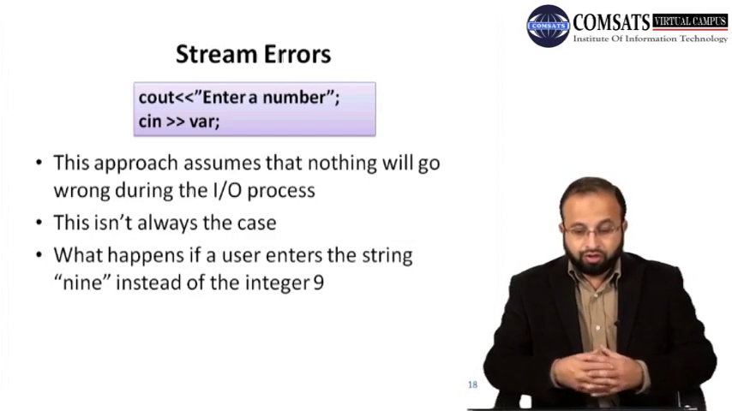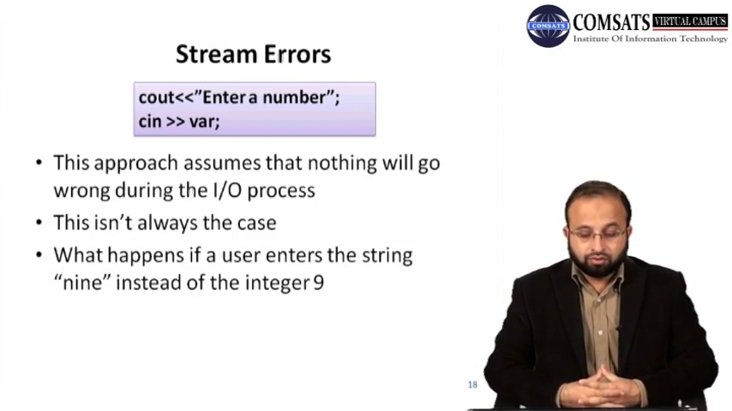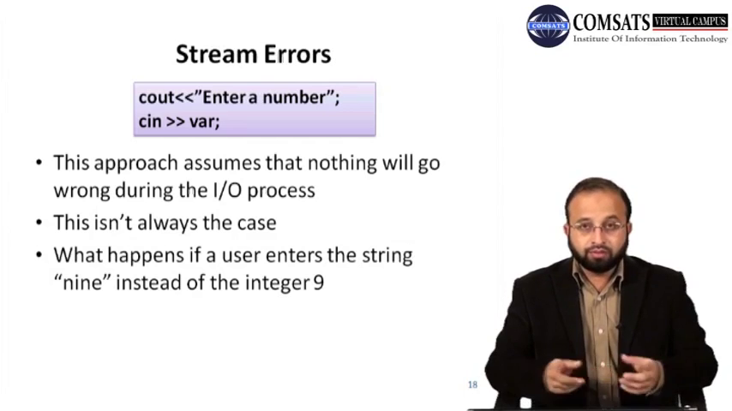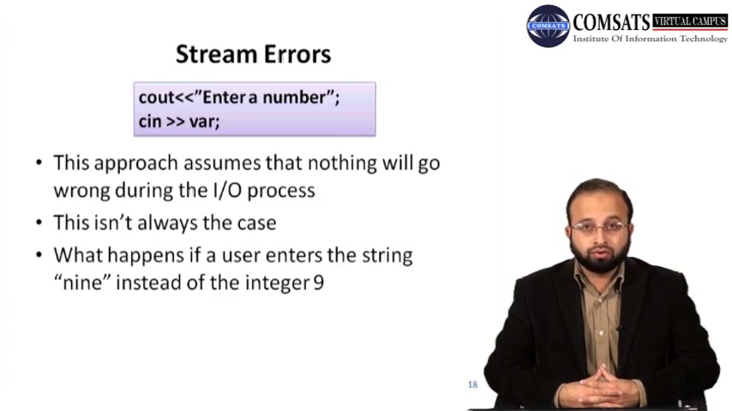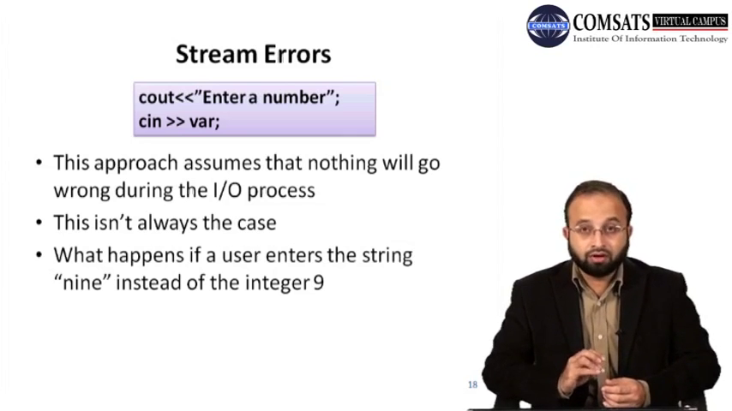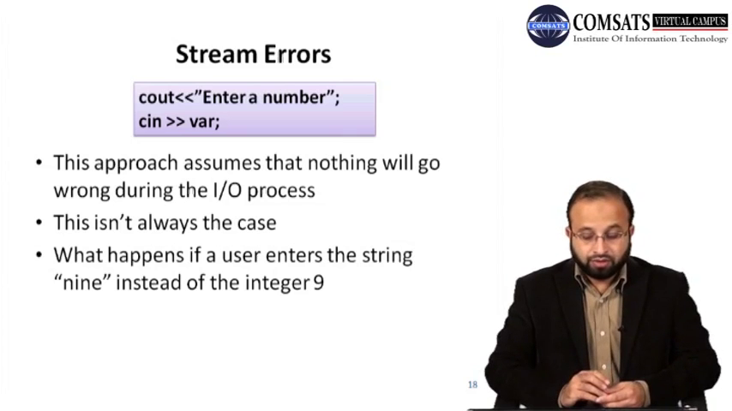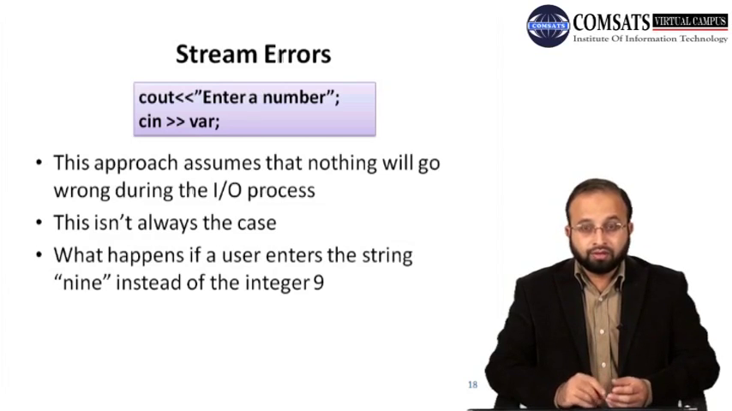And now stream errors. So the statement like the one shown in the box: first it displays the message cout, enter a number, then with cin we take the input in a variable var. So this approach assumes that nothing will go wrong during the IO process. So all the things will be perfectly fine, but that is not always the case. So what happens if the user enters the string "nine" instead of the integer 9? So input जो var की जो type है, that is integer.